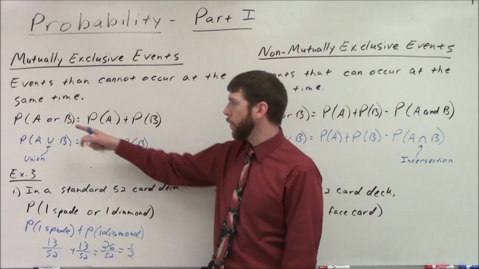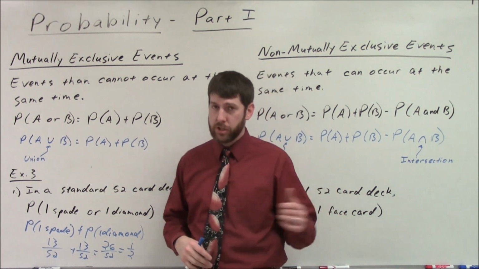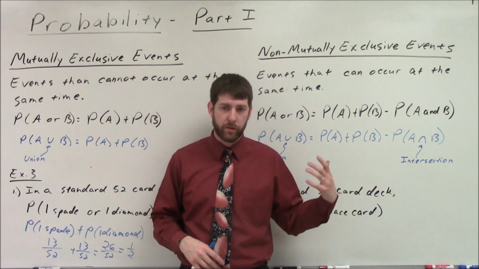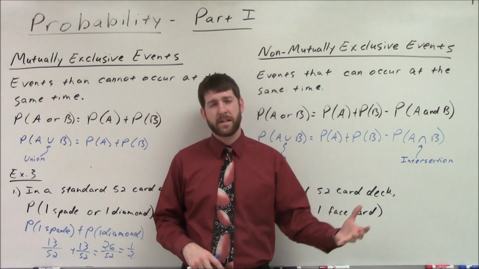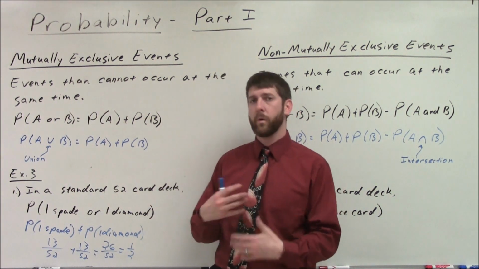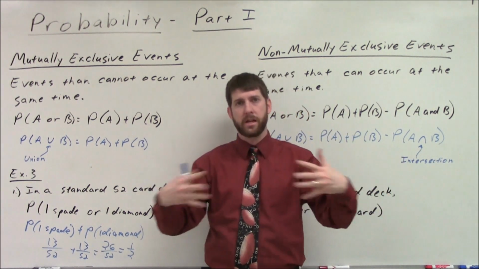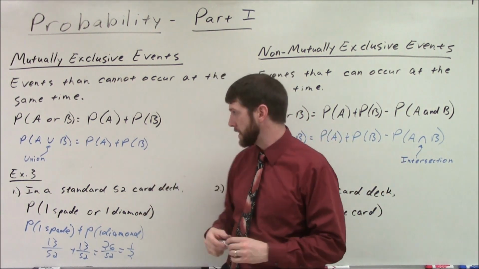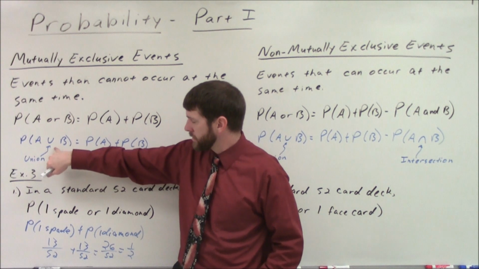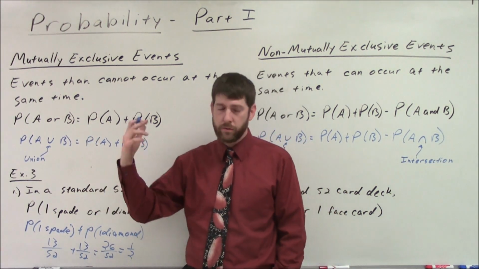So that idea of or is going to be an addition problem, which is different from and. We looked at that with the independent and dependent events. If I see an and, I'm thinking multiply those two things together. But if I see an or, it's an addition problem. I can have this happen or this happen, so we can have either one, so we get to add all of that stuff.